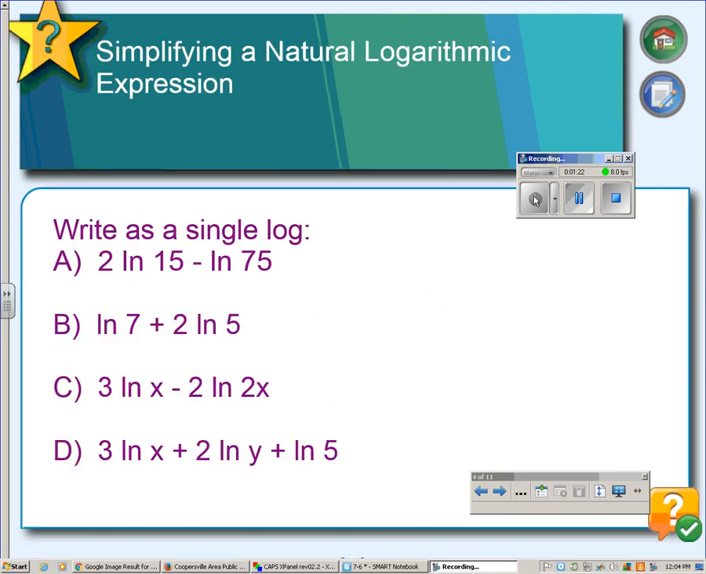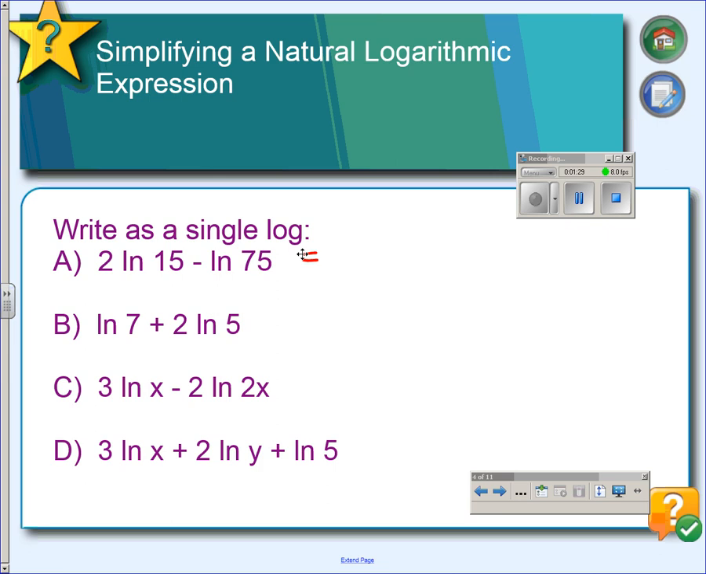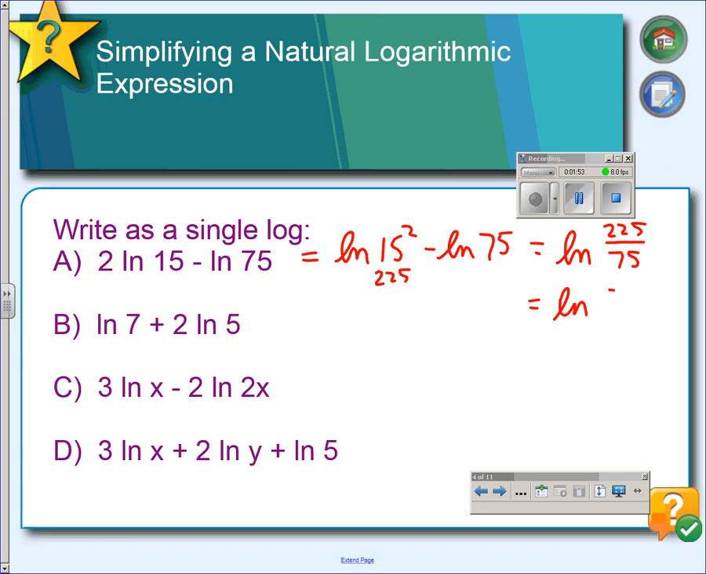So using the properties of logarithms, we could take these expressions and rewrite them as single logarithms. So in example A, this would be natural log of 15 squared minus natural log of 75. 15 squared is 225. So then we can condense the two logs down to one, and we'd have natural log of 225 divided by 75, which equals the natural log of 3. In a similar way, we could do B through D.